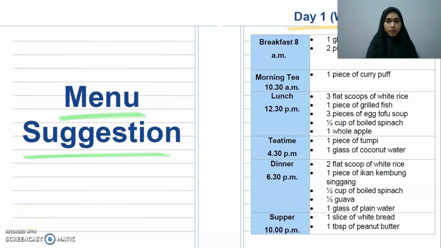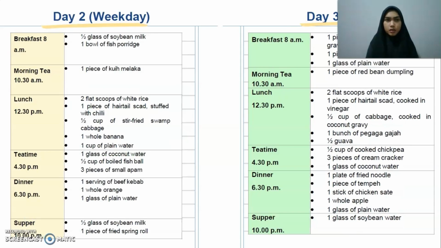T. We created 2 menu plan for weekday and 1 menu plan for weekend. For menu plan, we suggested food and drink for each meal time starting from breakfast, morning tea, lunch, tea time, dinner, and supper. This is menu plan for day 1, which is weekday. This is menu plan for day 2, which is for weekday, and day 3 for weekend.